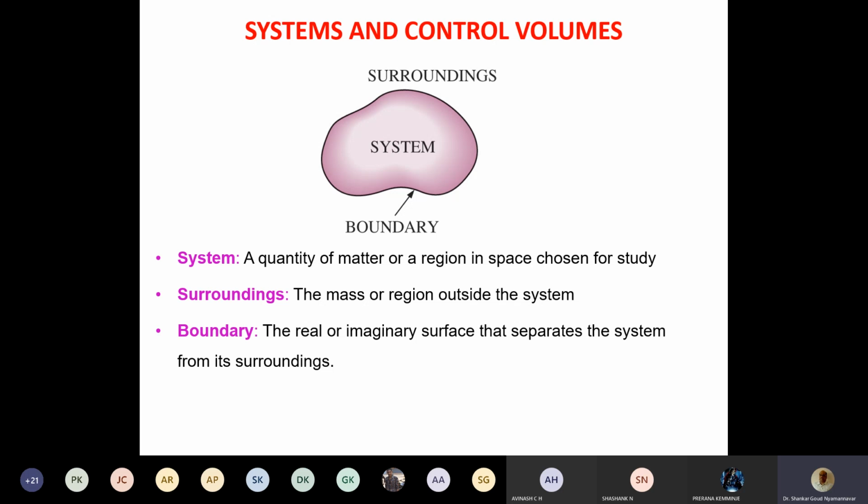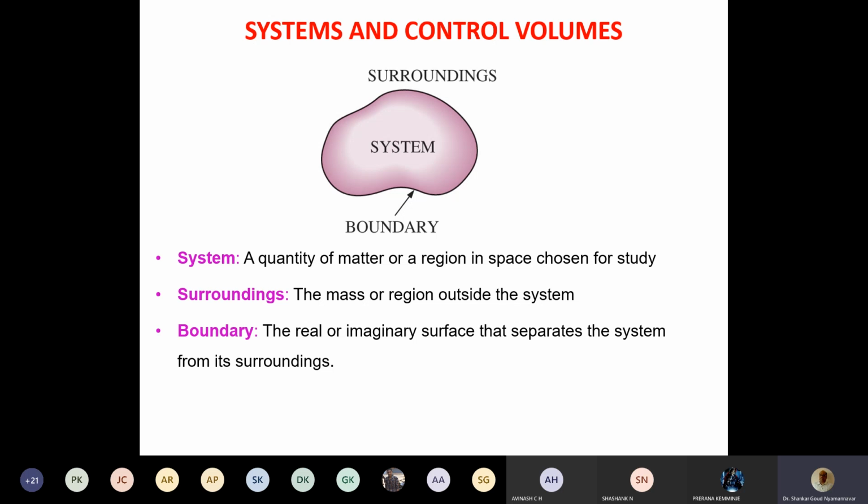Surroundings is the mass or region outside the system. I define something, then everything else is called a surrounding. Boundary is that something that separates the system and the surrounding. This boundary can be real or imaginary. It may not be a real boundary. Suppose you have a balloon, you blow air in the balloon. Then the balloon surface becomes a boundary. Inside air is the system. I want to do some energy study, pressure study, like that. So then the air inside the balloon is my system.